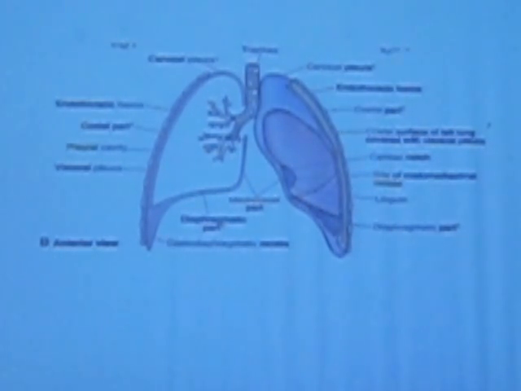Which muscle is not forming the walls of lesser pelvis? Psoas major? True. But that forms the walls of the pelvis, lesser pelvis. Piriformis? Yes, definitely. Obturator internus? Yes. Iliacus? Yes.